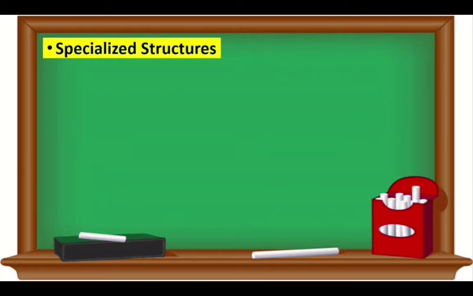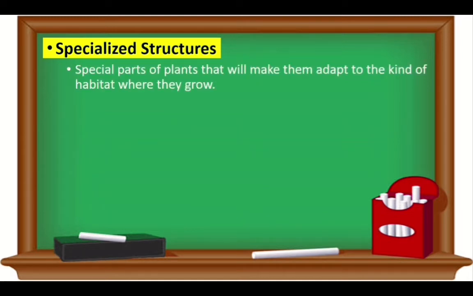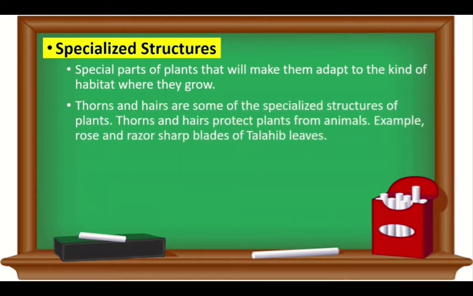Specialized structures are special parts of plants that make them adapt to the kind of habitat where they grow. Thorns and hairs are some of the specialized structures of plants. Thorns and hairs protect plants from animals. For example, we have rose and the razor-sharp blades of talahib leaves.